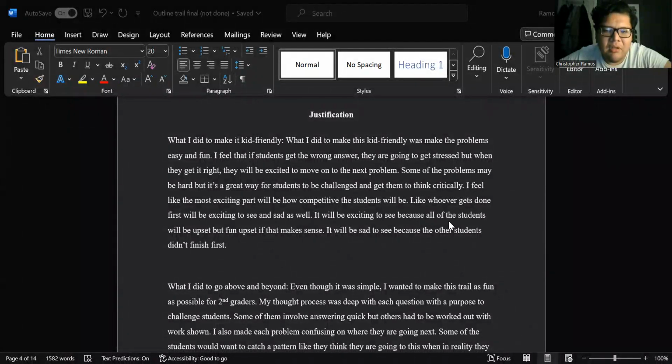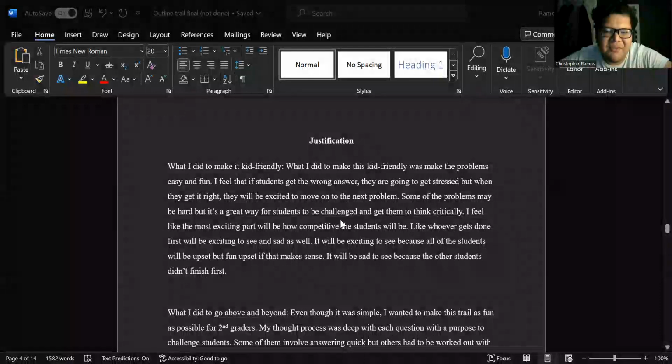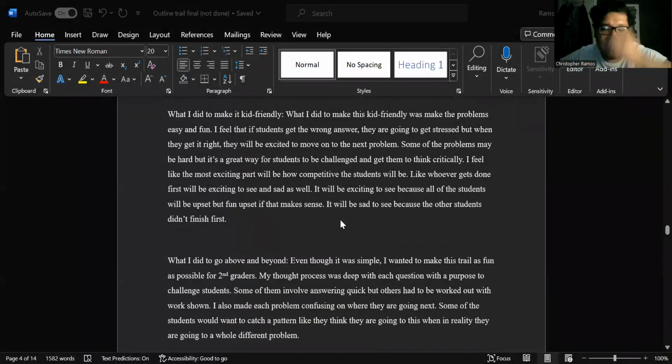Basically I'm explaining why it gets competitive. The exciting part is that whoever gets done first will be exciting to see, and sad as well. It will be exciting to see because all the students will be upset, but fun upset, if that makes sense. It will be sad to see because the other students didn't finish first. So whoever finishes first, all the students are going to see it and say, oh man, he's done first, so we have to hurry up. And in that sense, I was trying to explain here.